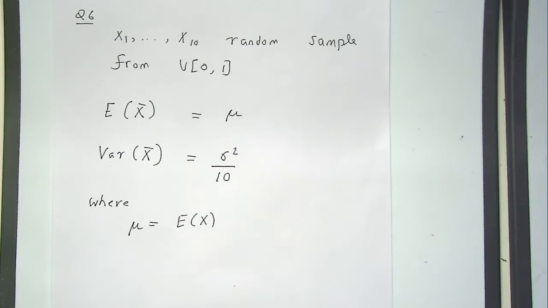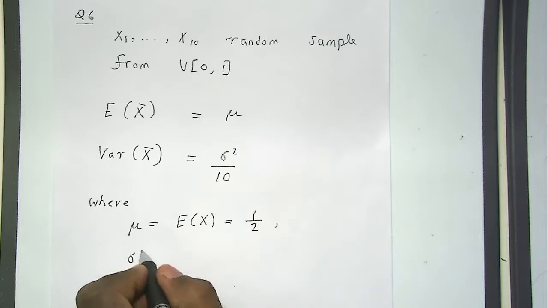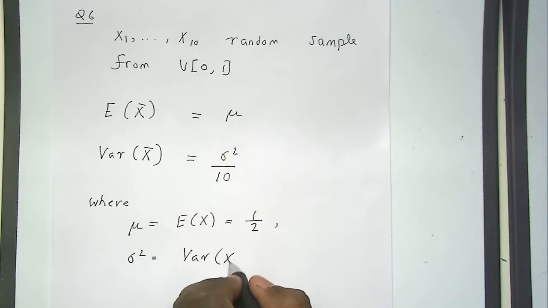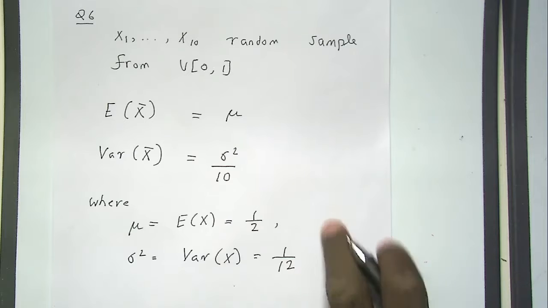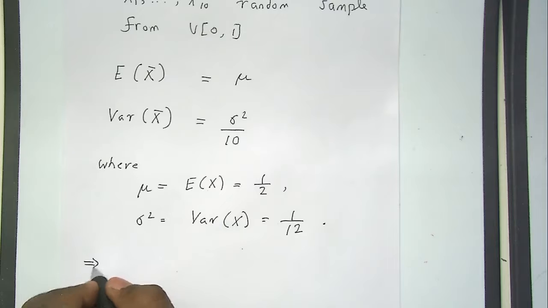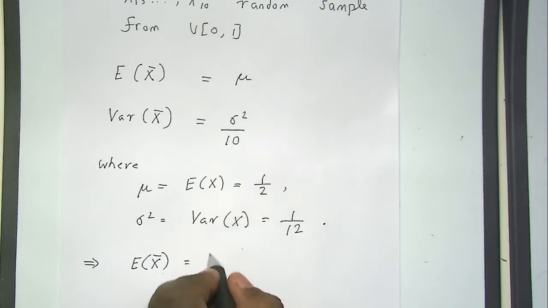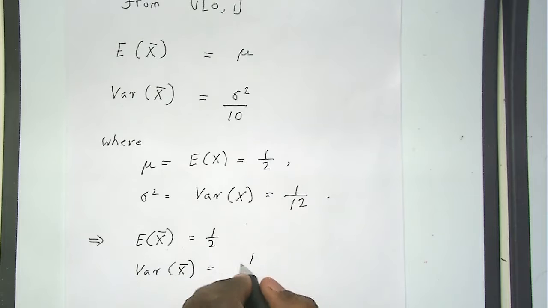If you look at the list of distributions I gave you on the first day, for a uniform 0, 1, the mean is a half. And sigma squared, which is the variance of x, for a uniform 0, 1 is 1/12. So the answer is the expectation of x bar is 1/2, a half, and the variance of x bar is 1/120.